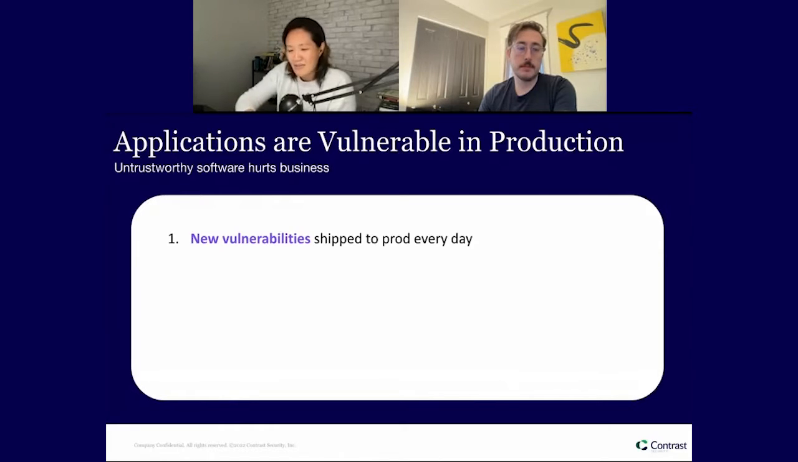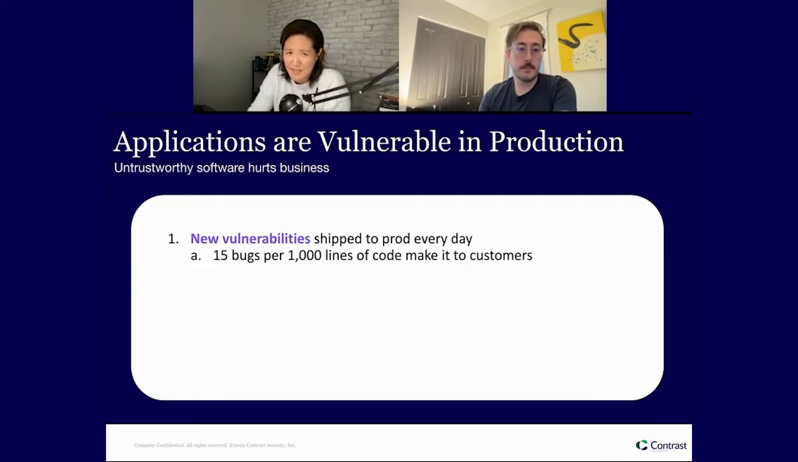So when we talk about applications, we are also talking about vulnerabilities, because everyone knows that the more time you've spent building an application and the more hands on the keyboard, the more vulnerabilities are going to be introduced into that application. New vulnerabilities are shipped to prod every day. In fact, there was a study done showing about 15 bugs per 1,000 lines of code. Yes, 15 bugs per 1,000 lines of code make it out to production. So customers are actually interacting with 15 bugs for every 1,000 lines of code.